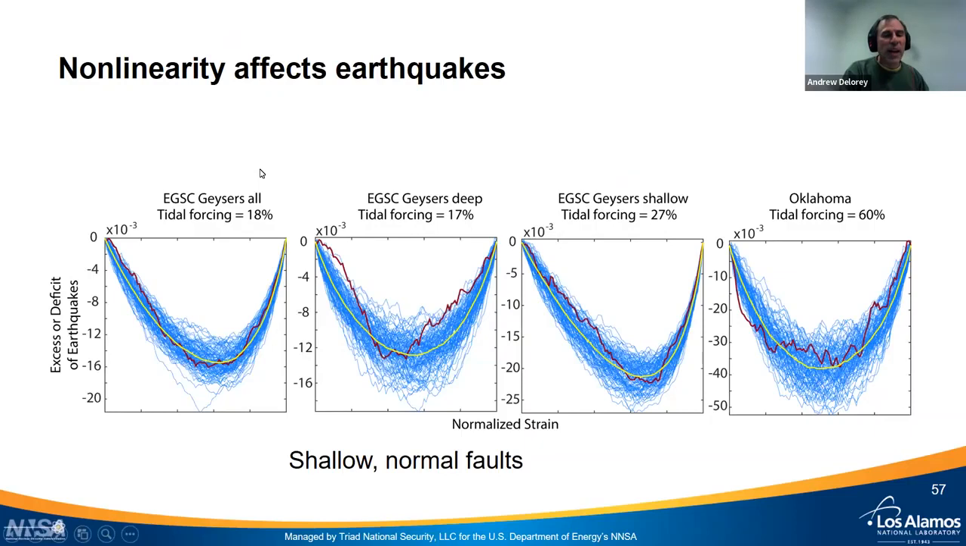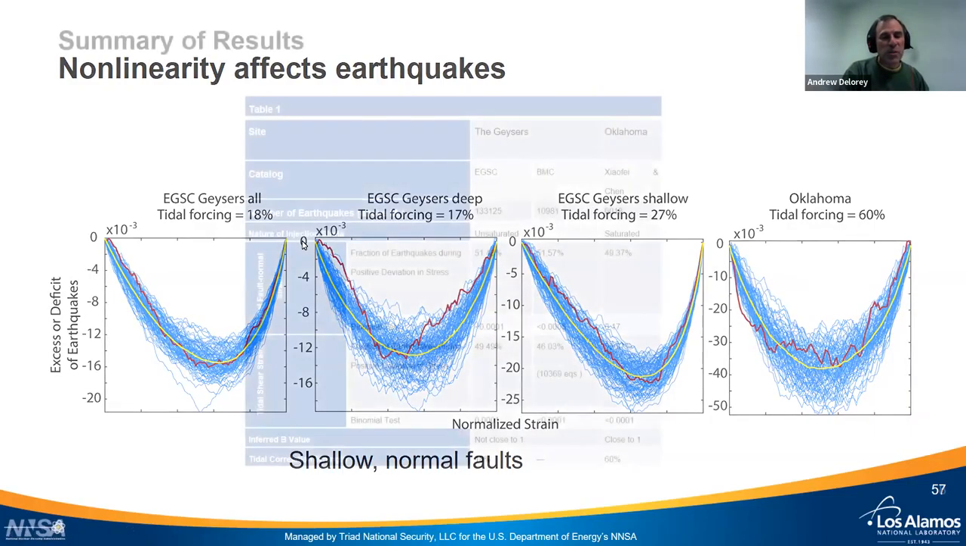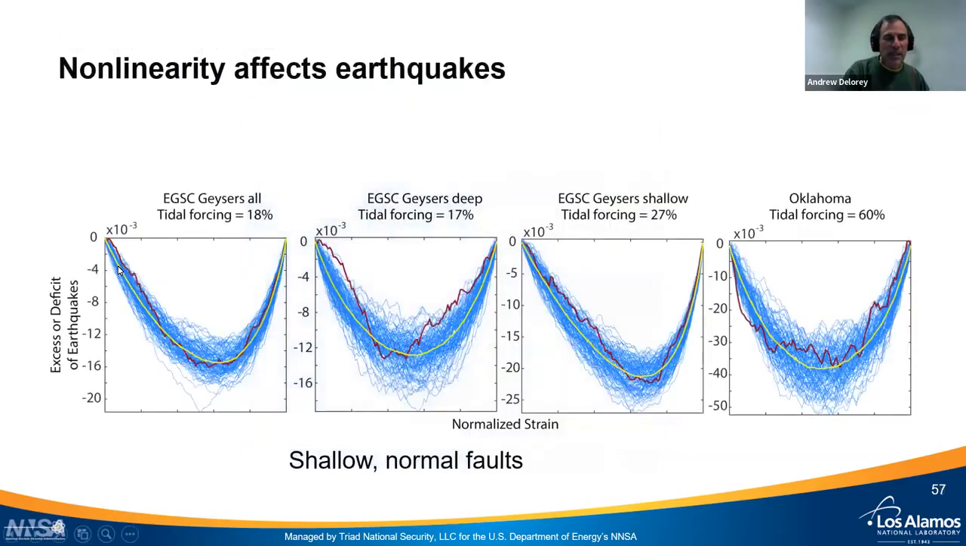And so when I look at the Geysers, I find there's tidal triggering, which is 18% of the background rate. If I look at the deep earthquakes, it's 17%, and the shallow earthquakes, it's 27%, possibly skewed here. And at Oklahoma, it's 60%. So this is just done by eye.